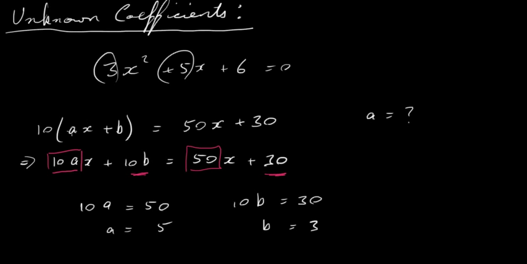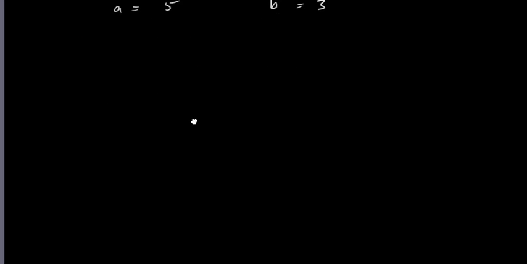So we've worked out what a and b are, these unknowns on the left hand side, by just simply equating coefficients. We're looking at the coefficients of the x and also the constants. The number here without the x is 30, and the number on the left hand side without the x is 10b, so they must be equal as well. So that's a fairly simple example. Let's look at a more detailed example.